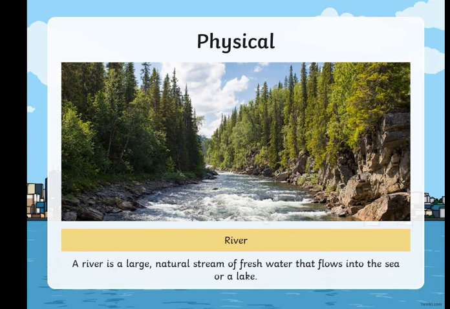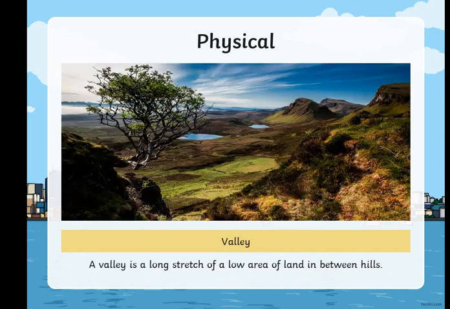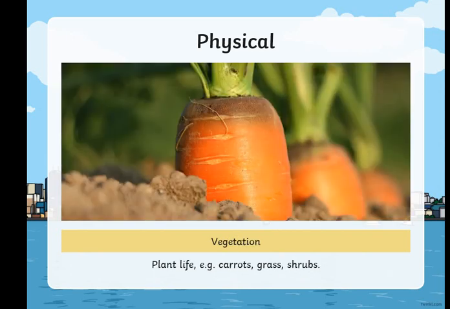A river. A river is a large natural stream of fresh water that flows into a sea or a lake. Soil is the top layer of the Earth's surface, in which plants grow. Valley. A valley is a long stretch of low land between hills. Vegetation. Plant life, e.g. carrots, grass, shrubs.